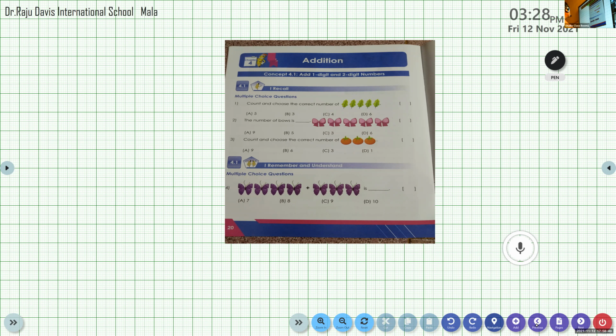Count and choose the correct number of leaves. You can see the leaves there. What is the total number of leaves? Is it A5, B3, C4, D6? Which one? A5. So please put a tick mark for option A5. Write capital letter A inside the bracket. Gayatri, it's very simple. Don't worry.